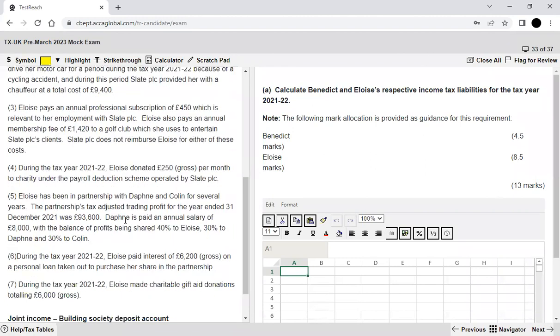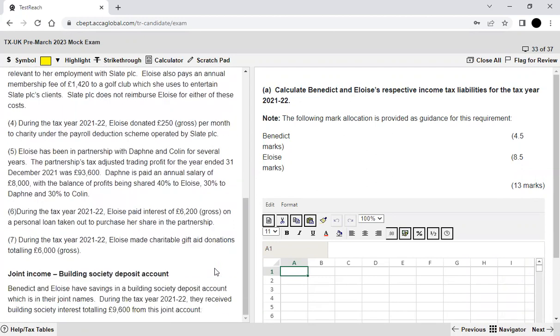During the tax year 21-22, Eloise paid interest of 6,200 gross on a personal loan taken out to purchase her share in the partnership. During the tax year 21-22, Eloise also made charitable gift donations totaling 6,000 gross.